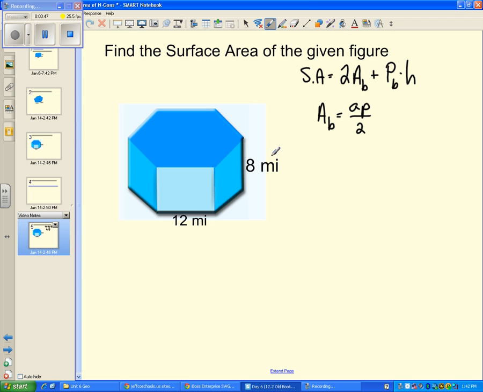And so this is where it gets a little tricky on this one. We can kind of work our way around and find the areas of all the lateral faces, all the rectangles, and then find the area of the 2 hexagons. But we've got to find the area of the 2 hexagons first. Well, we'll do that first.